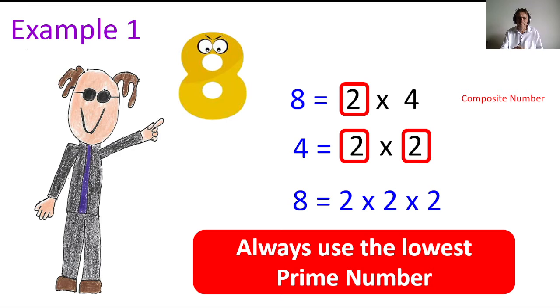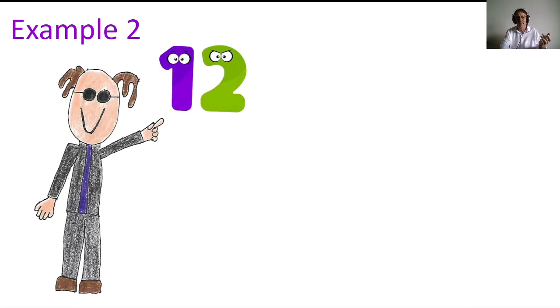Teacher, I still don't understand. Example 2. Find the prime factors for 12. So 12 is the answer. 12 is an even number. So what do we divide by? The lowest prime number, which is 2. 12 divided by 2 equals, I hope you said 6.